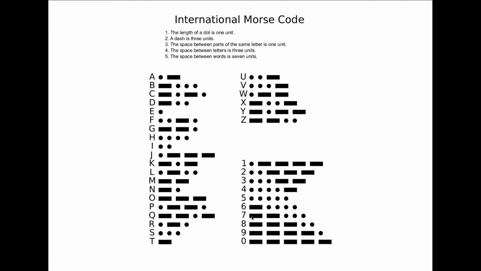And here is the table. You can see that E is just a single dit, and T is just a single da. Those are the most common letters in the English language, compared to something like J or Q or Y, which are four marks long. And then numbers are, I guess, kind of counting up in some sense.